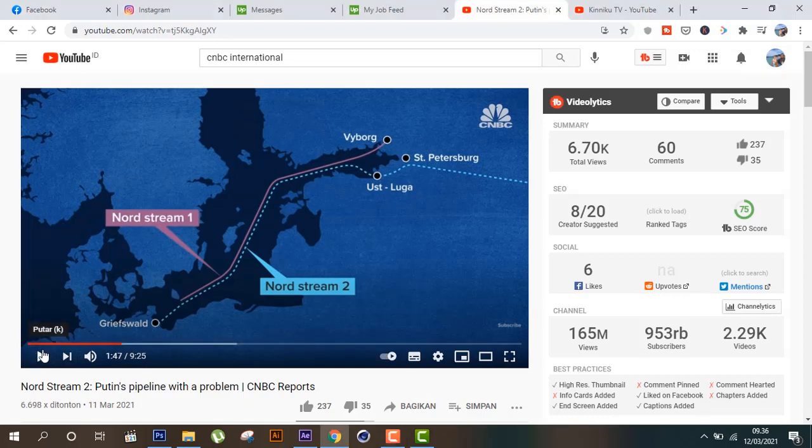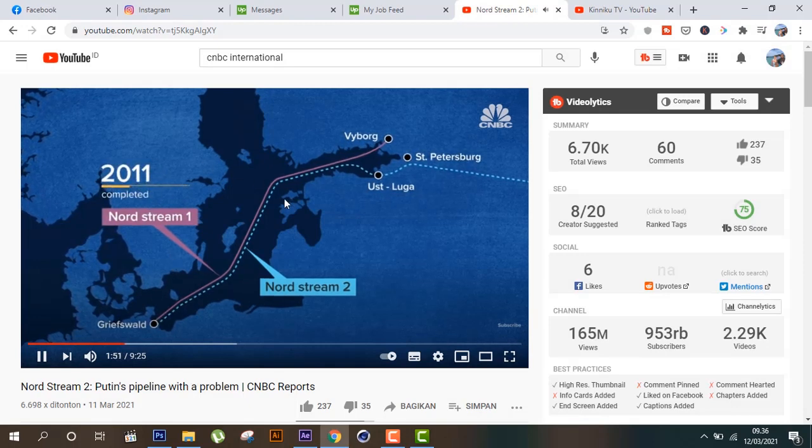like this. Pipelines which were completed in like this one. The pipeline enters the Baltic. This is the style from CNBC International.